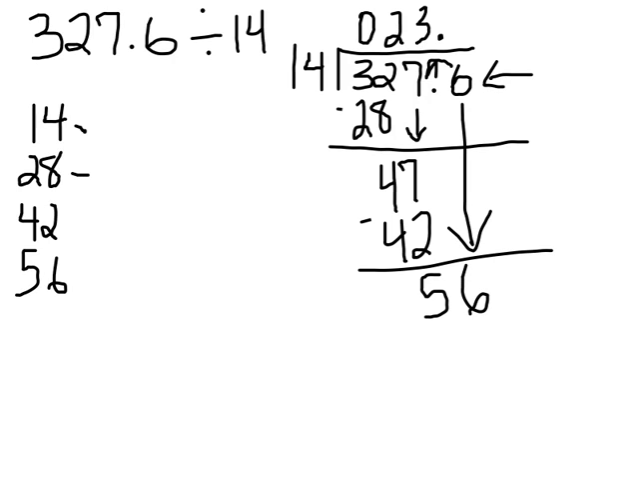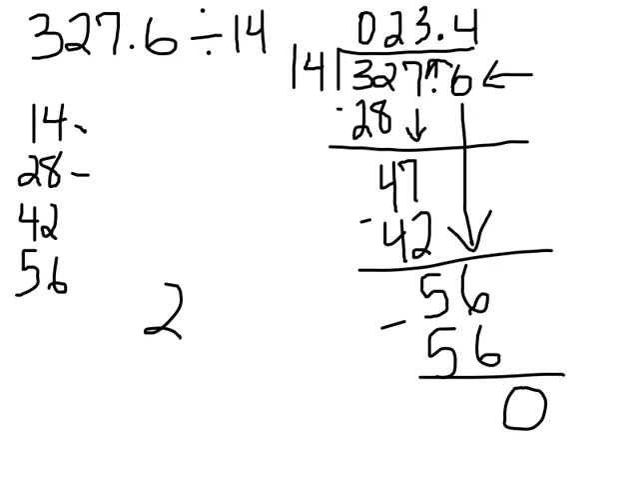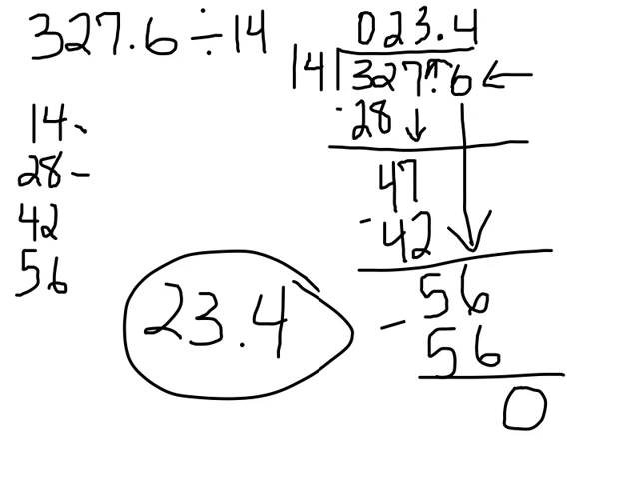And I'm thinking back to my multiples. How many times does 14 go into 56? And the answer there is 4. 4 times 14 is 56. I'm left with 0. So my quotient here is 23.4. All right, guys, that's it for me. You're going to practice.